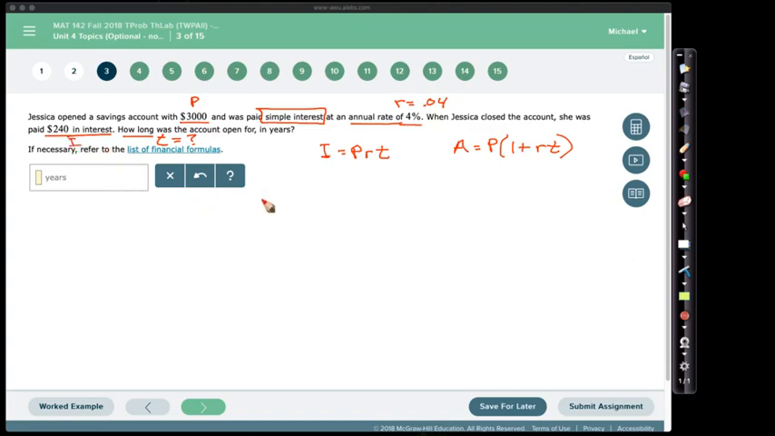So let's put it together and do a little bit of algebra. The interest, $240. The principal, that's the 3,000. Just put all of these in parentheses because that implies multiplication. The rate is 0.04. And the time, that's what we're looking for. We don't know it, so we'll just put it as t. We're going to multiply these two together, divide both sides by that, and we'll get our time. So let's do that.